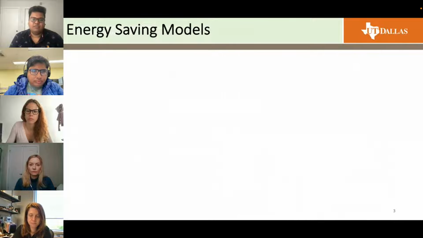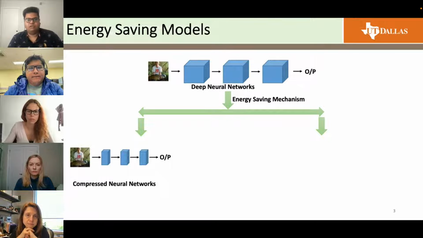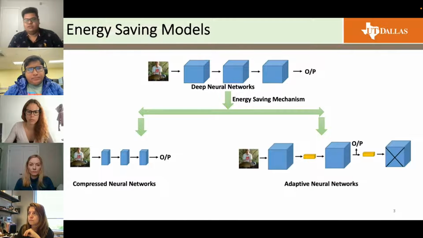Now, how to save energy? Basically, two types of energy saving mechanisms have been proposed. First, we call it a compressed neural network. That means that we have a deep neural network and we reduce the number of parameters in the neural network. And the other is called adaptive neural networks, where we actually deactivate or activate certain components of the neural network based on the complexity of the input.